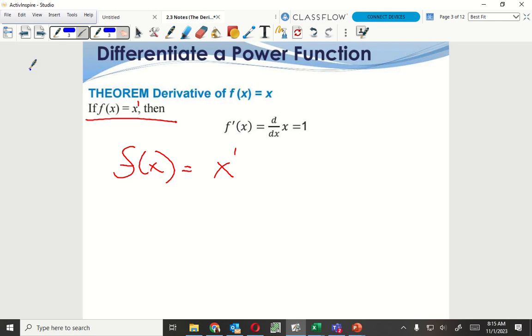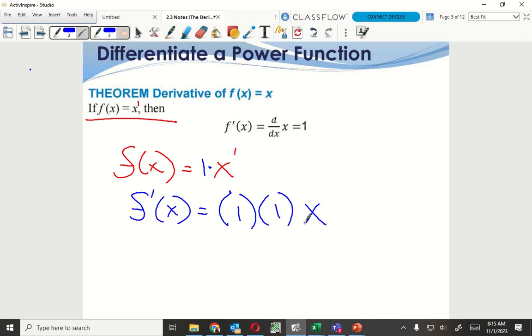So I'm going to multiply. Remember, we multiply the exponent times the number out front. So f prime is 1 times 1. And then there's my x. And what do I do with my exponent on my variable? Minus 1. So this is x to the first minus 1, right? So 1 times 1 gives me 1. Very good. So f prime of x is equal to 1.